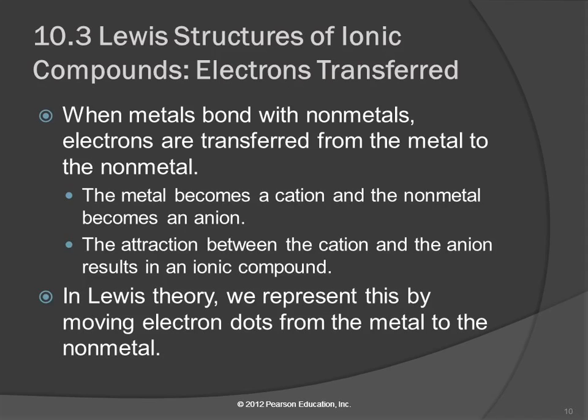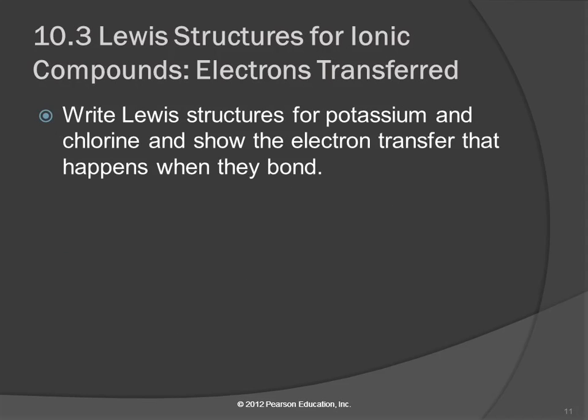And what we do in Lewis theory to represent this is we take the electron dots from the metal and we move them over to the nonmetal. So let's look at potassium and chlorine and show what happens when they transfer electrons and form an ionic bond.